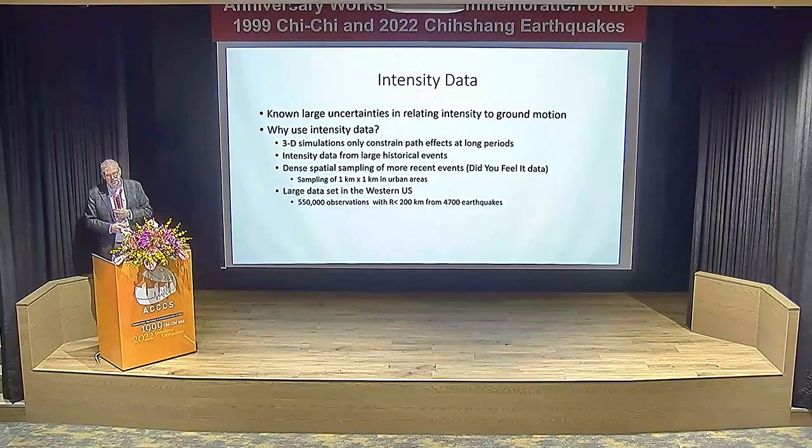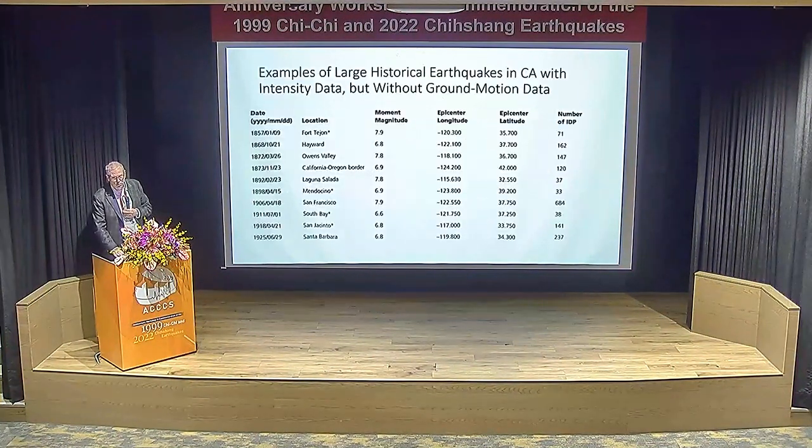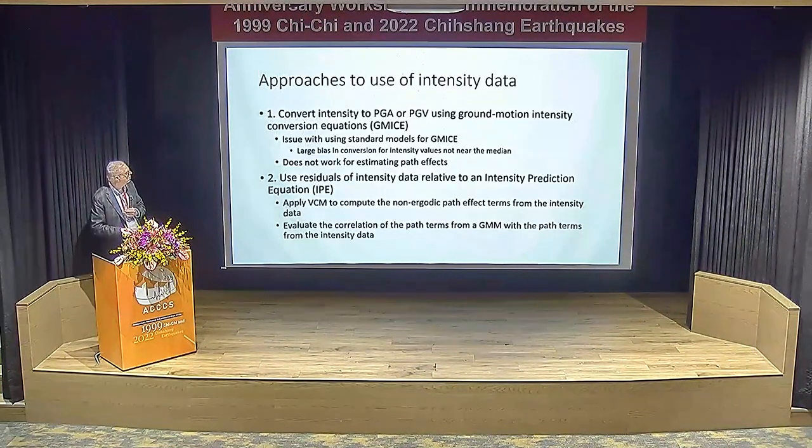We have dense spatial sampling from the new Did You Feel It data, so every kilometer we have numbers. Our data set, we're working now over 500,000 observations from 4,000 earthquakes. This is a huge data set to use, but there's difficulties with it. Here are, in California, this is important for us, we have the Fort Tejon earthquake, we've got the San Francisco 1906 earthquake, in the Bay Area we've got the Hayward event. All of this stuff now we can use to check the models, as opposed to just using small earthquakes.